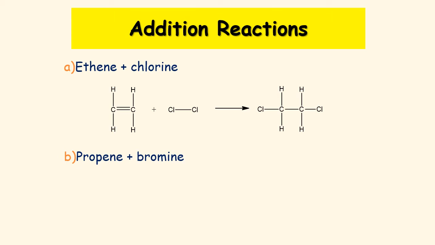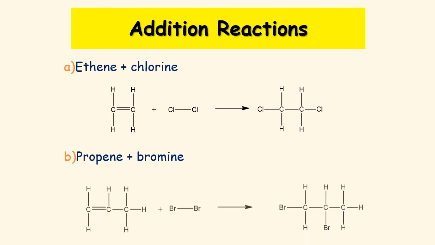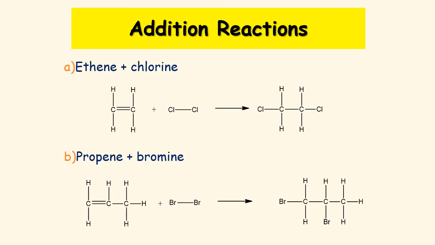For the next one, propene plus bromine. Again, you're adding the 2 bromine atoms across the double bond, so you need 1 bromine on carbon number 1, 1 bromine on carbon number 2. It doesn't matter where around the carbon you've drawn it, as long as there's one bromine and two hydrogens on carbon number 1, one bromine and one hydrogen on carbon number 2, and 3 hydrogens on carbon number 3, your answer is correct. And what we would call that molecule is 1,2-dibromopropane.